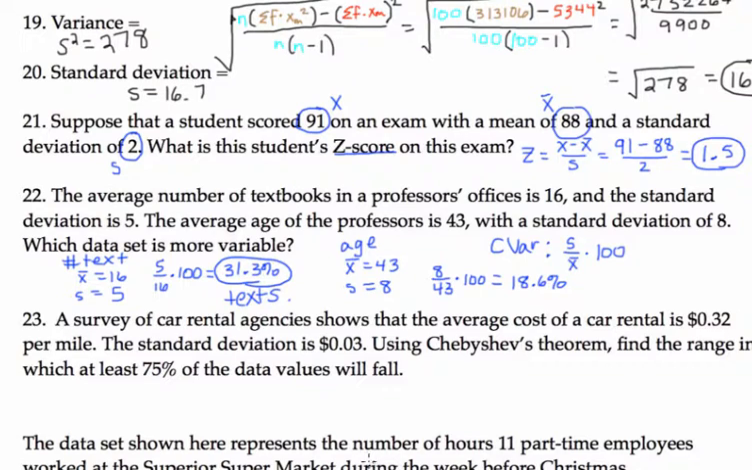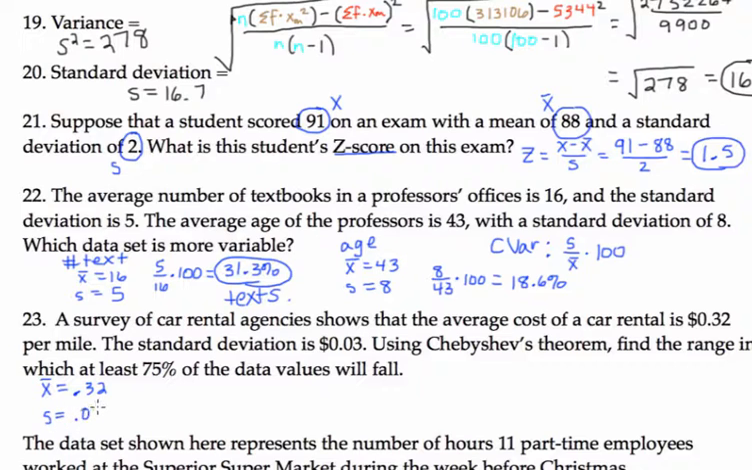Chebyshev's. So let's see. First, let's tell what information we're given here. The average cost of a car rental is 32 cents per mile. So when I see average, I think mean. So X bar, the average, is 32 cents. The standard deviation, the S, is 3 cents.